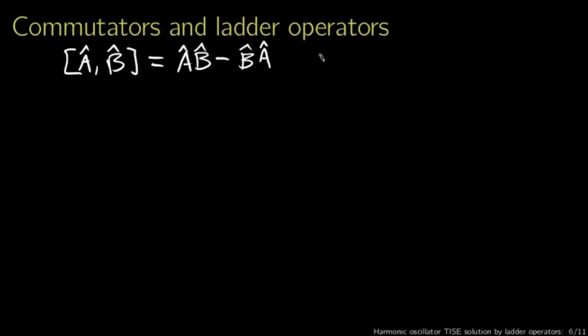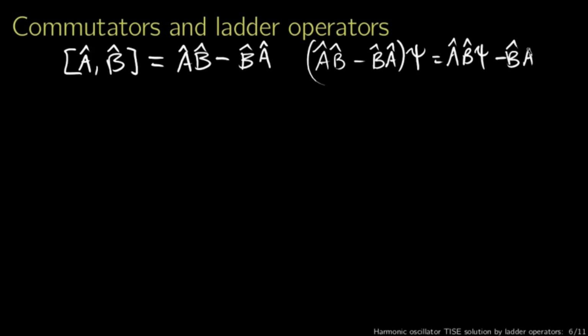Just to make that a little more explicit, if I had AB minus BA acting on some wave function, I would say that's AB psi minus BA psi. You don't necessarily get the same answer for both of these things, because the order in which operators act is important.